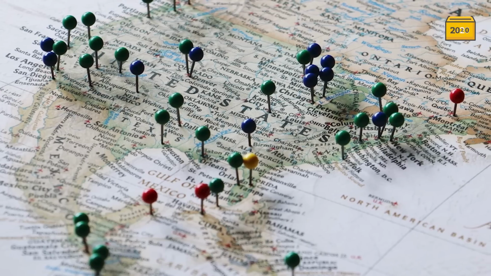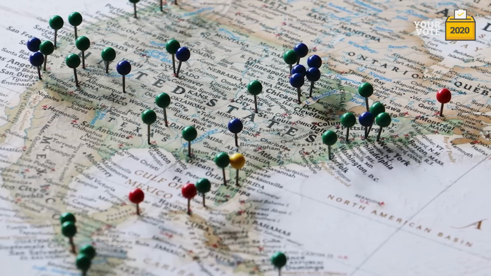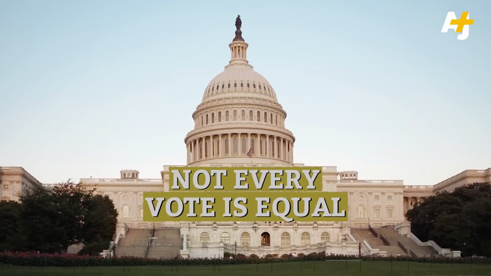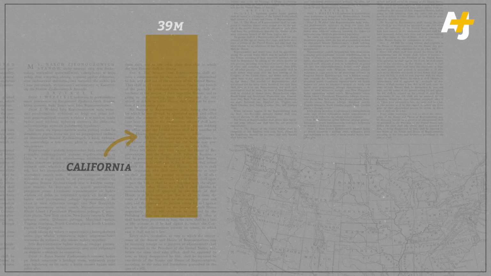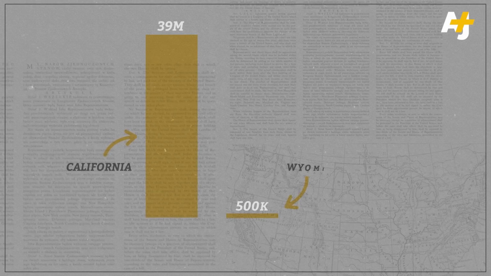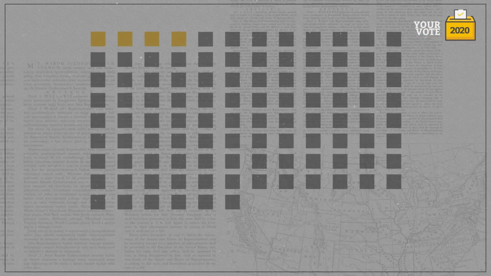In the United States, every citizen has, technically, the right to have their voice represented in Congress. But not every vote is equal. Take a look at this. This is the population of California, the biggest in the country. And this is the population of Wyoming, the smallest. But in the US Senate, this is how many representatives they each have.